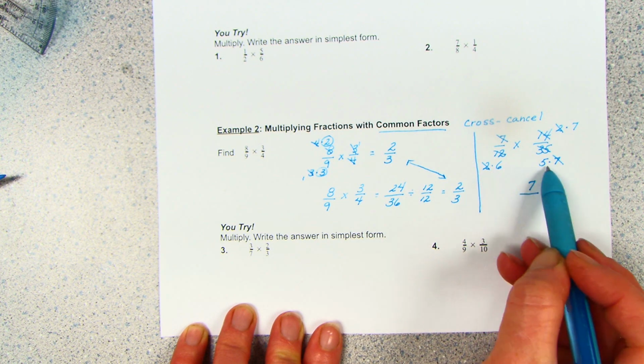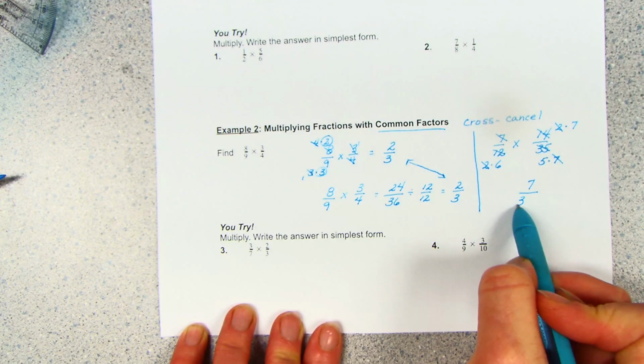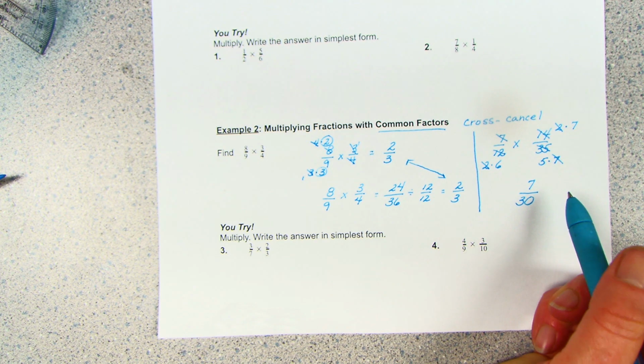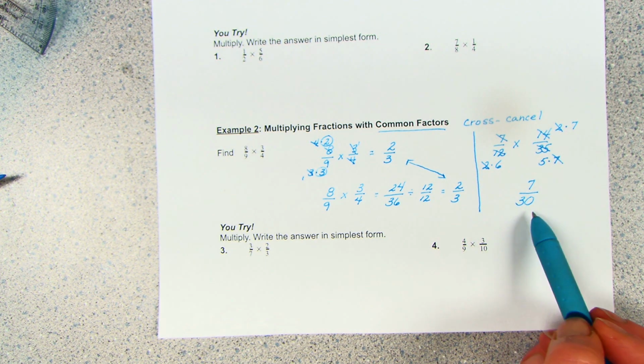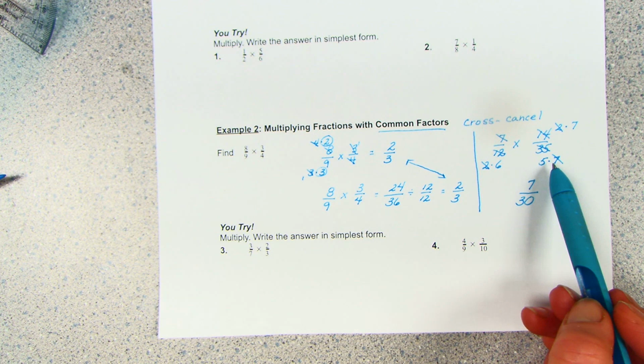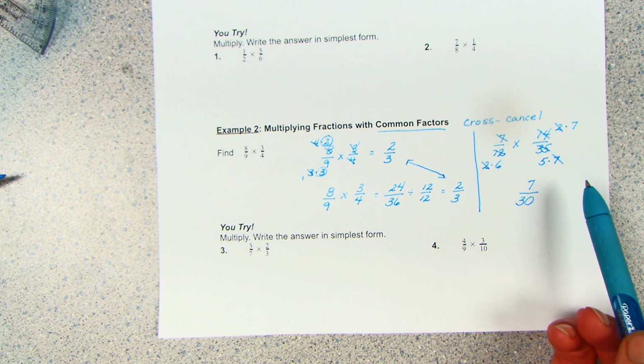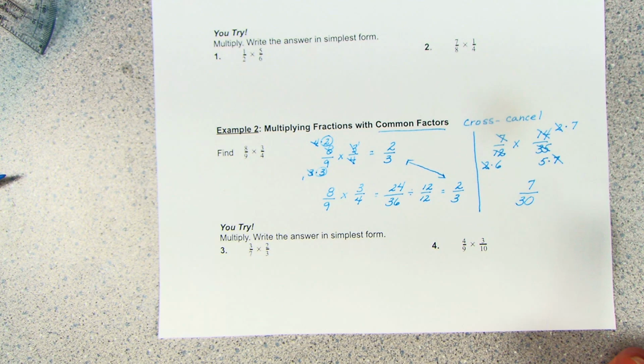And 6 times 5 is 30. Okay, so much easier multiplication than if I had those really big numbers and then I was trying to find a common factor. All right, what else did I want you to see there?